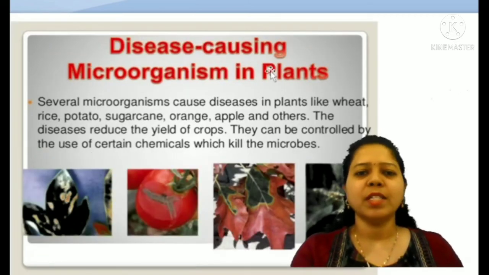Next, we are going to see the disease-causing microorganisms in plants. There are some microorganisms which cause diseases in plants also. Several microorganisms cause diseases in plants like wheat, rice, potato, sugarcane, orange, apple and others. The disease reduces the yield of crops. They can be controlled by the use of certain chemicals which kill the microbes. See here, these tomato leaves are showing different types of color or damage.